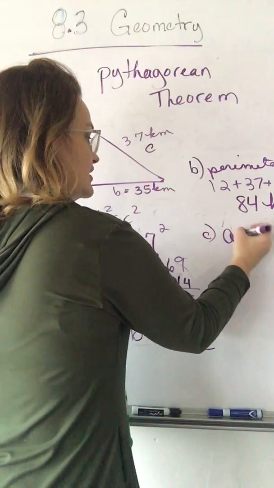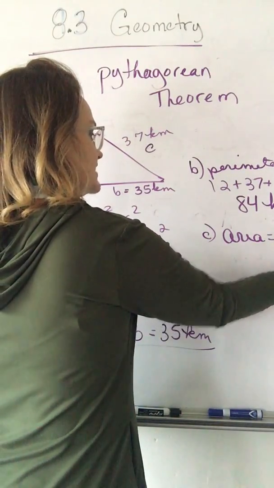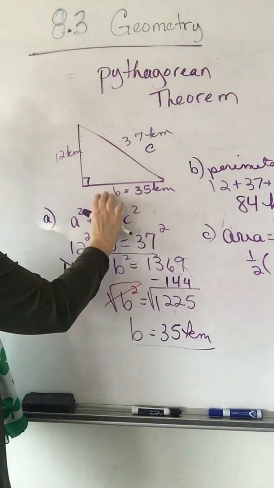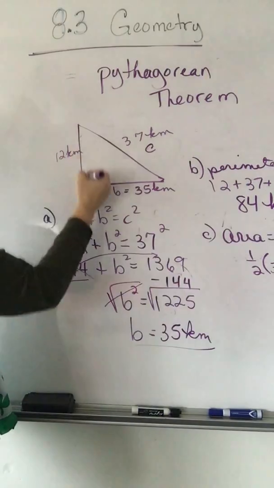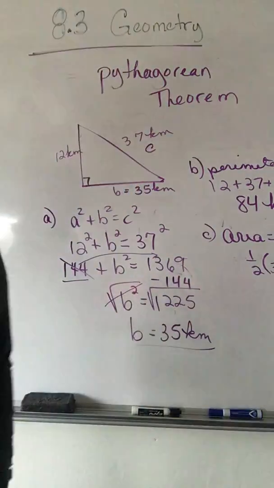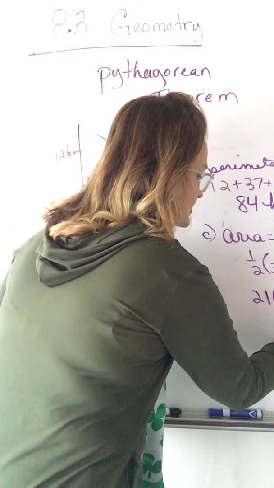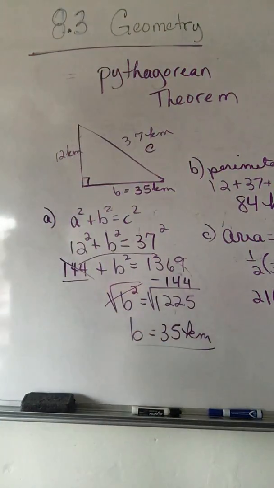Next, we'll do the area. The area of a triangle is 1/2 base times height. Now we know the base, this base, the floor of it is 35 kilometers. And the height, this perpendicular distance, is 12 kilometers. So we'll type that in your calculator as well. You get 210, and it is kilometers times kilometers, or square kilometers, for the unit for area.